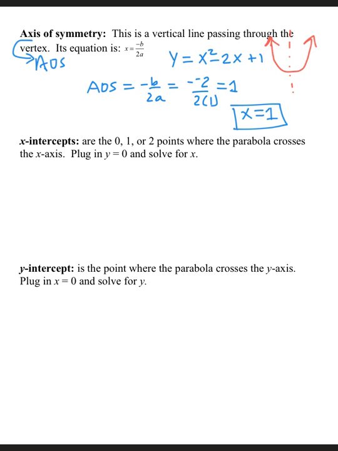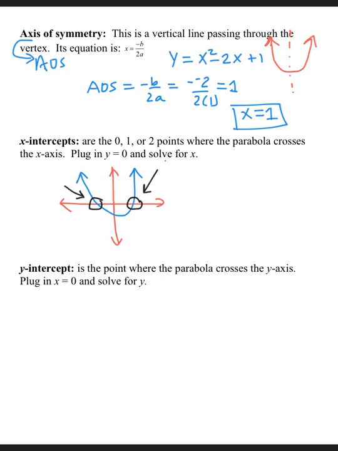Now let's look at x-intercepts, and these are the 0, 1, or 2 points where the graph crosses the x-axis. For example, if I have a graph, I just make a sketch here, and I want to show you what the x-intercepts are. Suppose I have my parabola there. My x-intercepts are these points, wherever the graph cuts the x-axis.